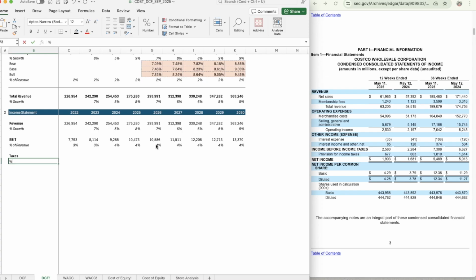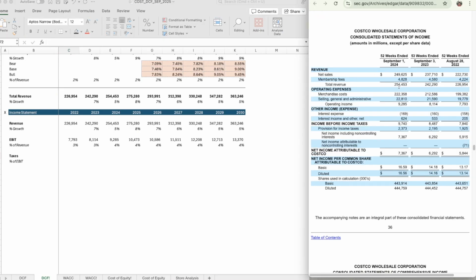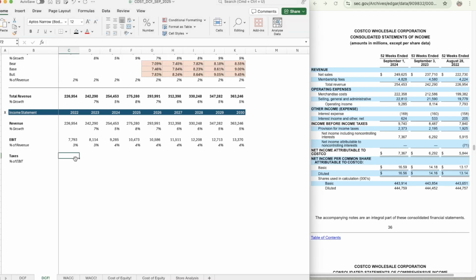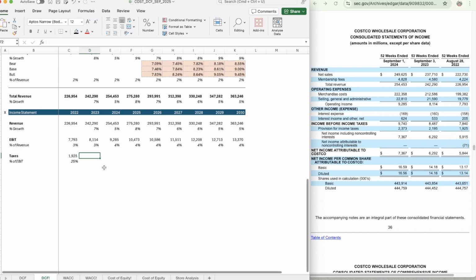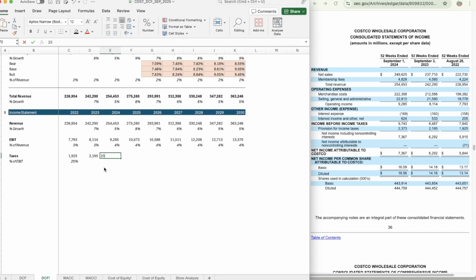And we want those as a percentage of the EBIT. So for 2022, back onto the annual, this is the 10K. The other one is the 10Q. They come out quarterly, obviously; the 10K comes out annually. So it's about 25% tax rate. Then 1925, 2195, and 2373.